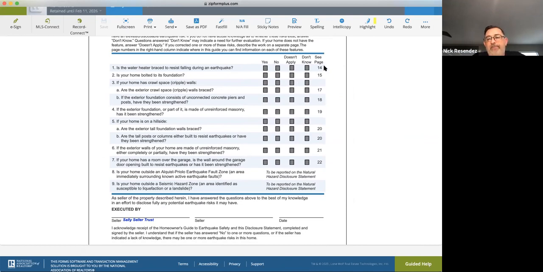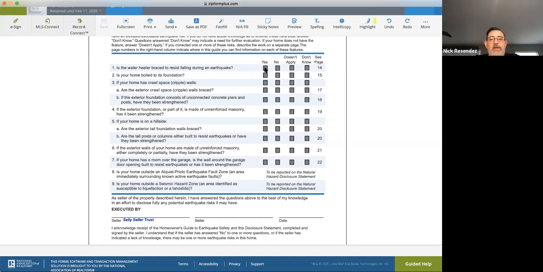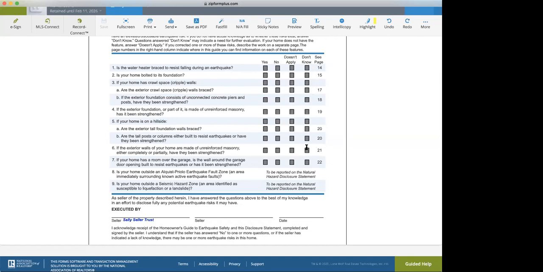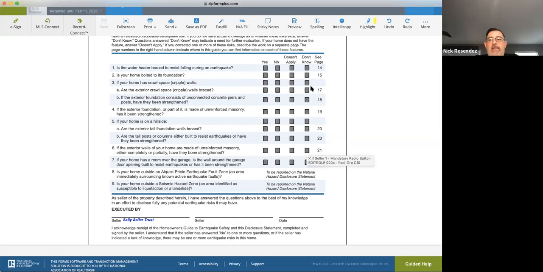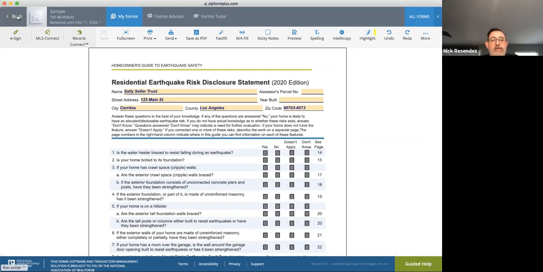On the right, it gives you page numbers for where to go figure out, well, what the heck is a cripple wall and how do I figure out if I've got them or not? And if they don't know, there's a box here that says don't know, that they can check. So it's pretty simple on this one to fill out. It's either a yes or no, doesn't apply, i.e. if the home is built on a hillside, not all homes are built on a hillside, or I don't know. And that's it. And they can go look up on the page numbers in the booklet. So that's the earthquake hazards report.